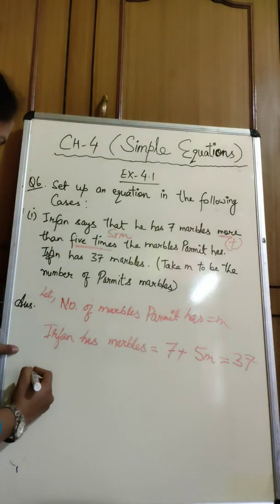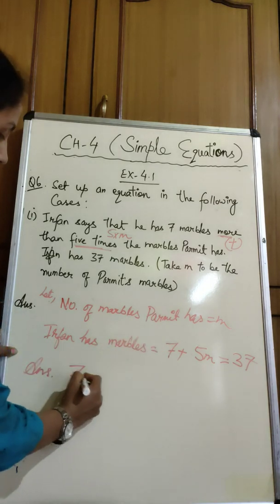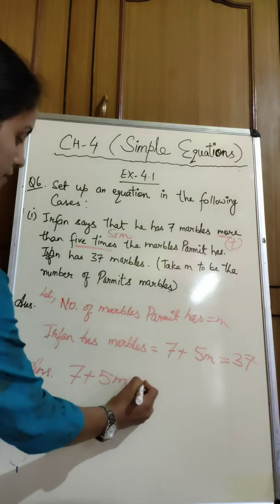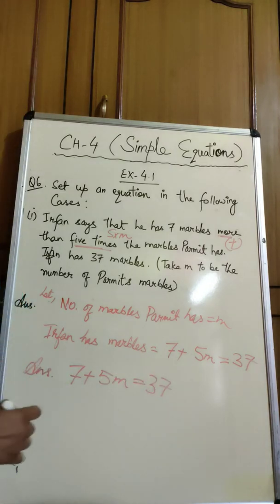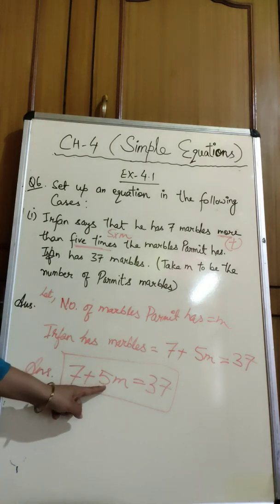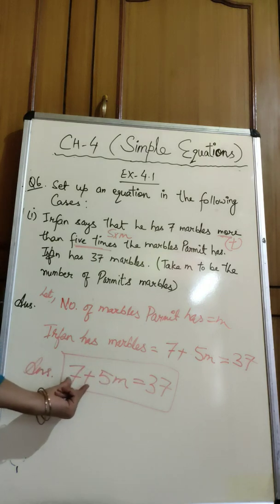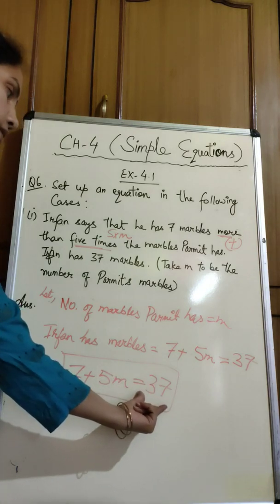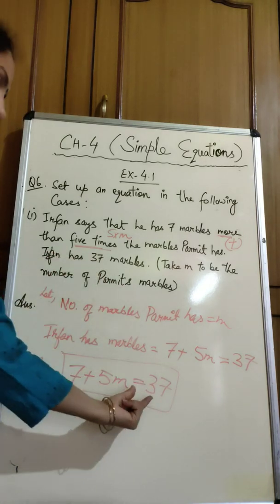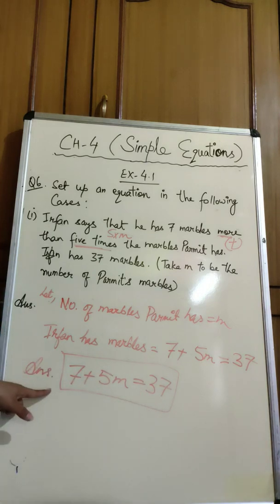So we can write that the final answer will be 7 plus 5M is equal to 37. This is the required equation. 5 times the marbles Parmeet is having plus 7, and in total 37 marbles Irfan was having. So we will write 7 plus 5M is equal to 37. So this is the required equation.